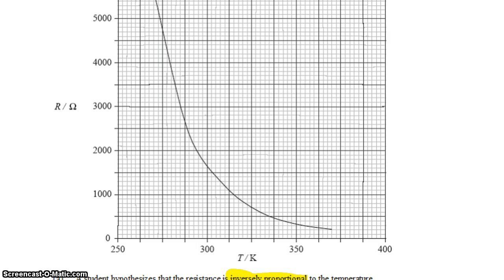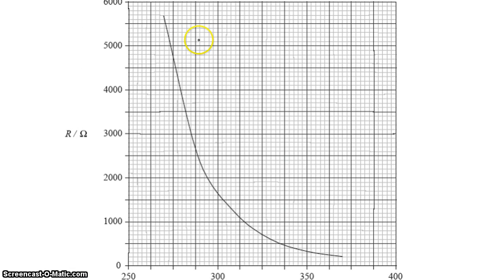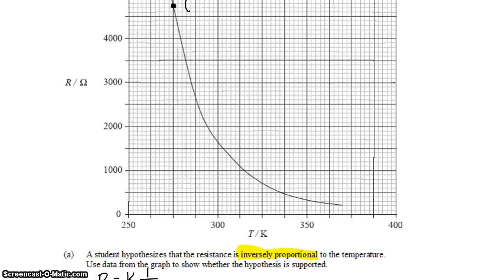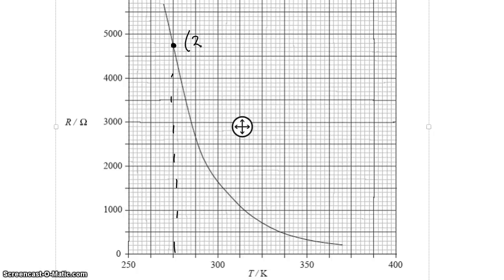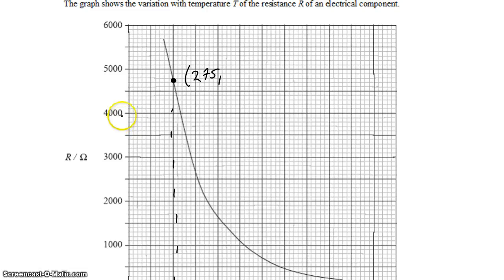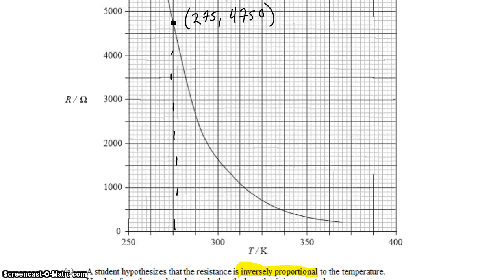What we want to do is pick a couple of points on this graph that are easy to read and are nice and far apart from each other, more than half of the width of the graph, I would say. So just picking my favorite points, I think this one's pretty easy to read. Coming down, we see that it's between 250 and 300 Kelvin, so that's 275 Kelvin. And the resistance is 3/4 of the way between 4,000 and 5,000. That would be 4,750 ohms. So that's one point.